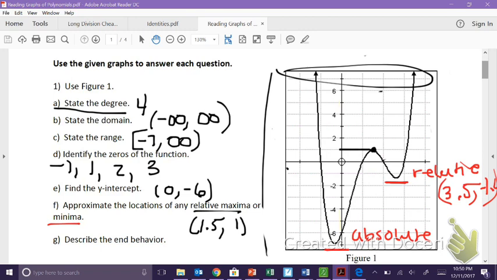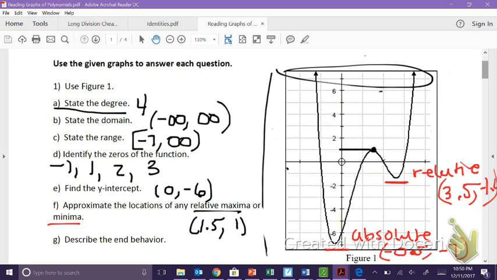Here, this is your absolute. This one's going to be at -0.5 on the x-axis. And then all the way down at -7. And that is your absolute minimum.